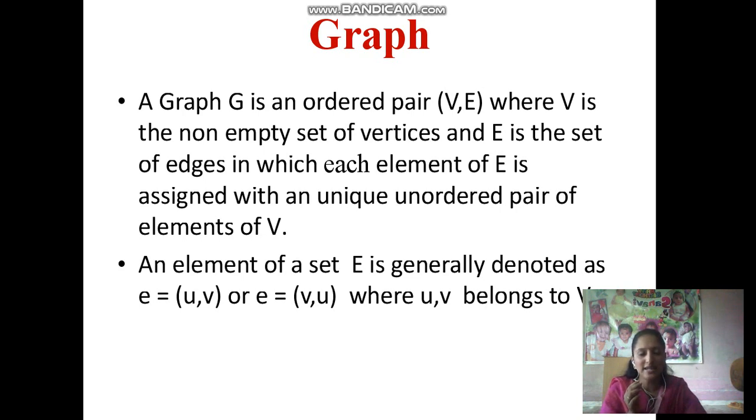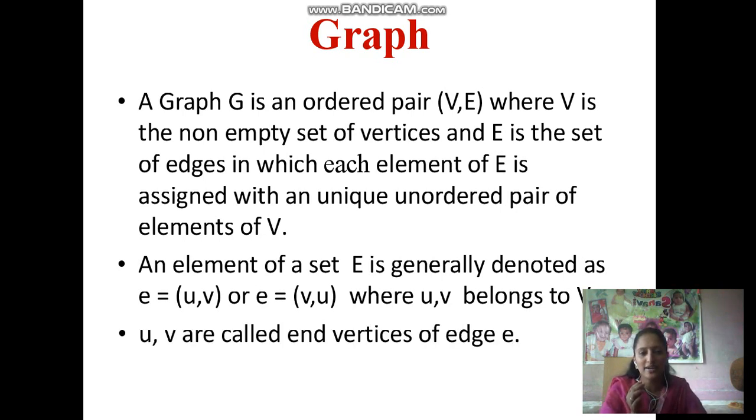An element of the set E, where E is the set of edges in that graph, is denoted by small letter e equal to (u, v), where u and v are called the end vertices of that edge e.